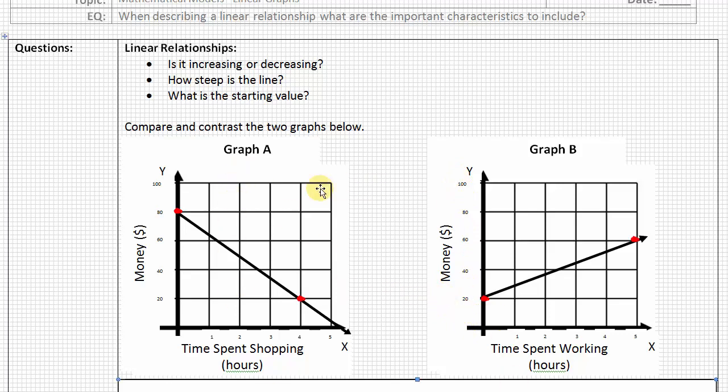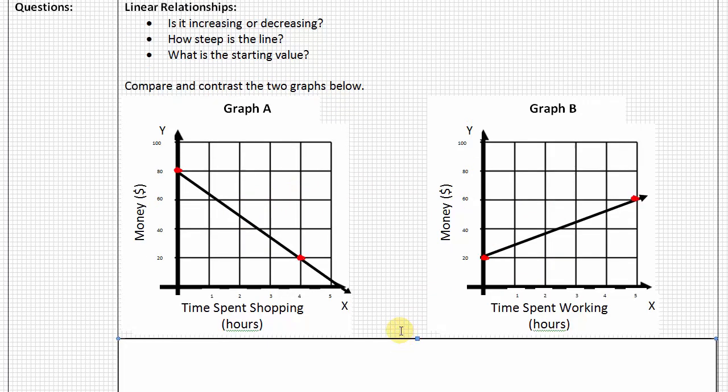So take a few moments and just think about those three questions. Is it increasing or decreasing? How steep is the line? What is the starting value? And how might you answer those three questions for these two graphs? So that's exactly what we're going to dive into now.